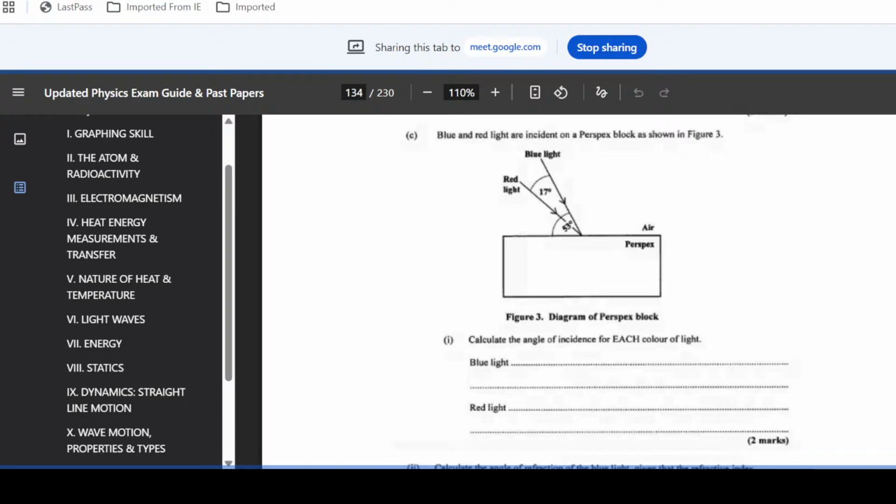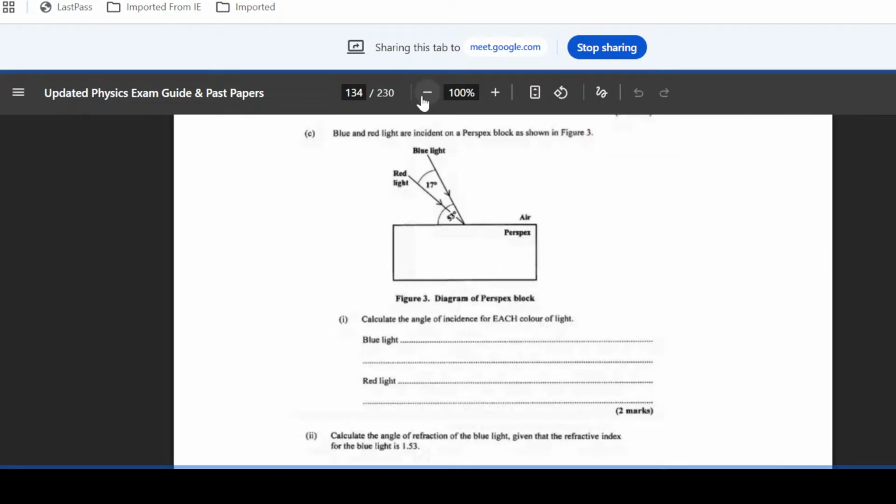All right, so let's press ahead. So let's continue. All right, so you're given this. Blue and red light are incident on a perspex block as shown in figure 3. Calculate the angle of incidence for each color of light.